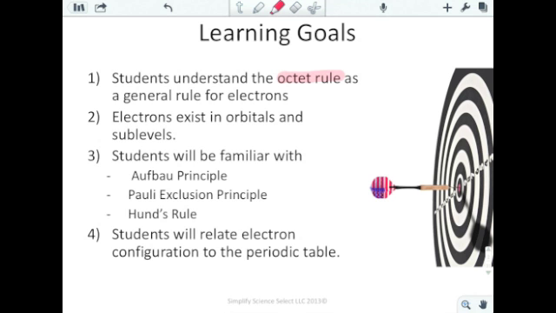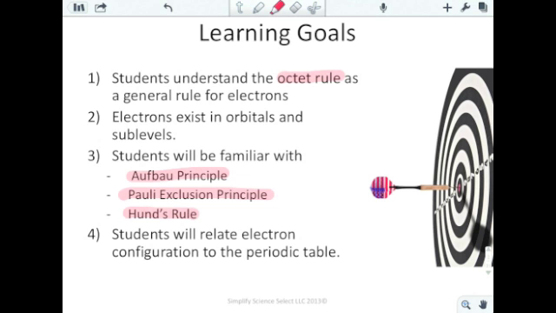Number 2 is electrons exist in orbitals and sublevels, and so we're going to talk about where the electrons are located around the atom. Students will be familiar with the Aufbau Principle, the Pauli exclusion principle, and Hund's rule. These are definitions that you need to know, so definitely know them and also be able to apply them. So that's number 3.